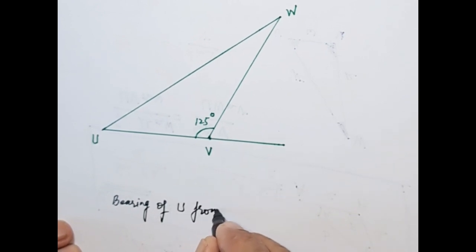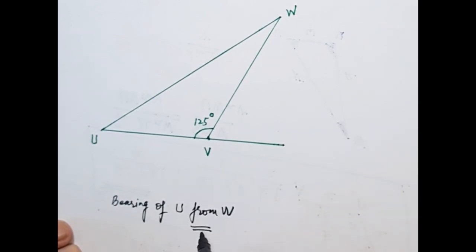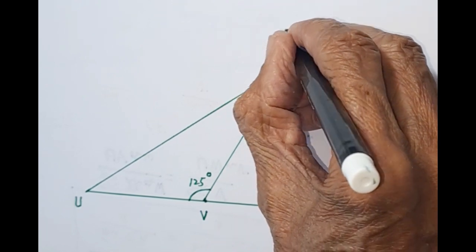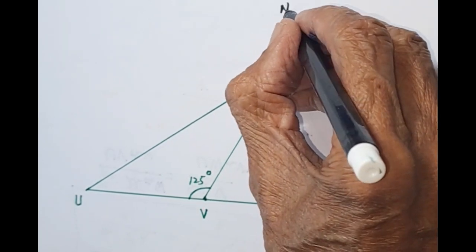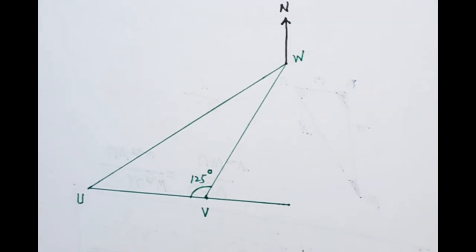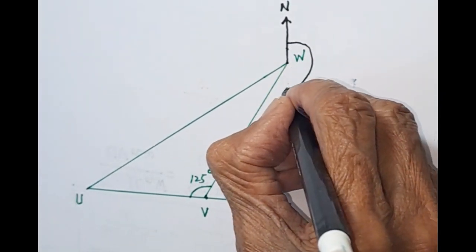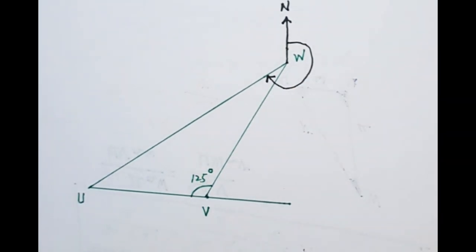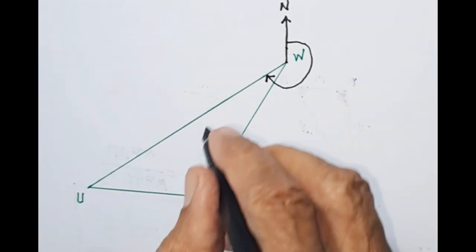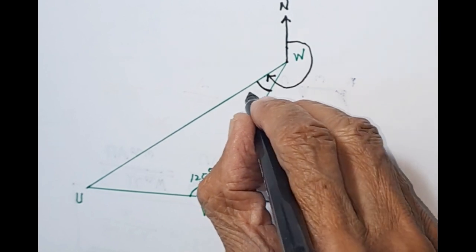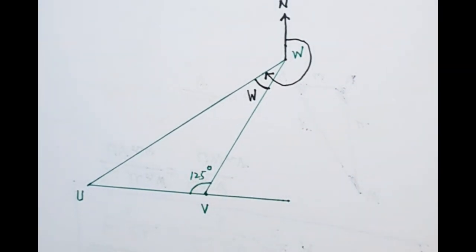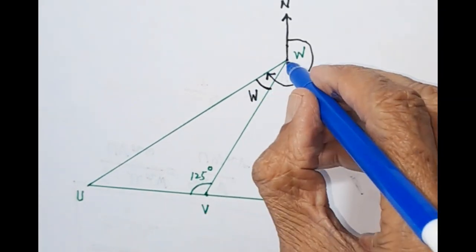And since we have to find out the bearing of U from W, from W we draw a northerly arrow, right on N here, and the bearing required is actually going to be this angle. Now if we want this bearing, then we have to calculate angle W, and then we also have to calculate another angle, which is this angle.